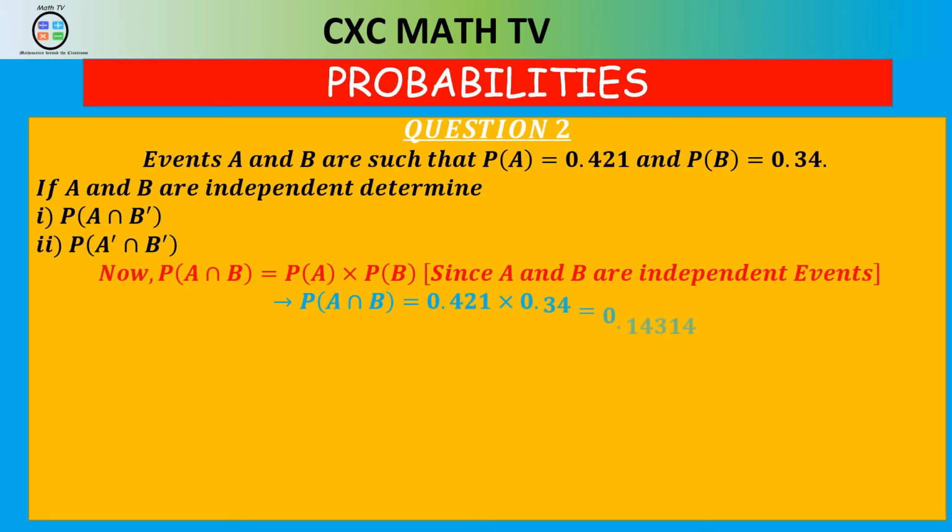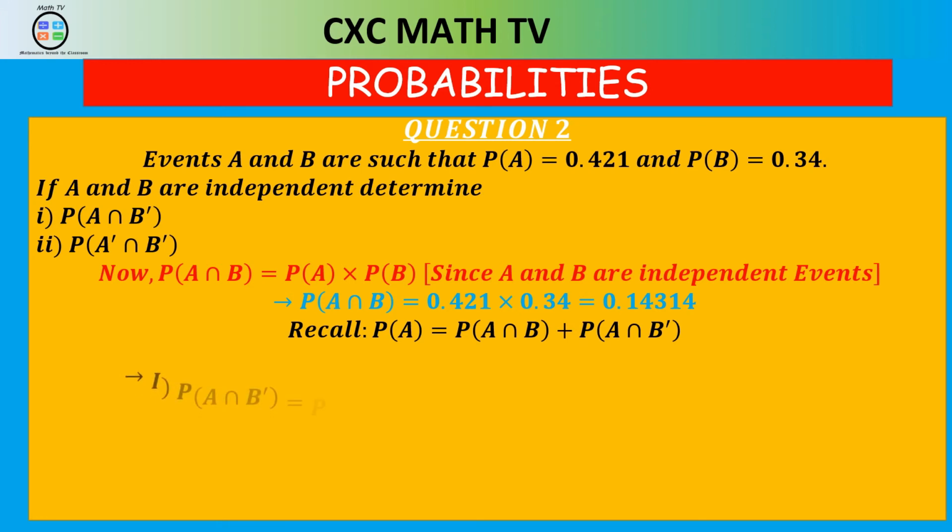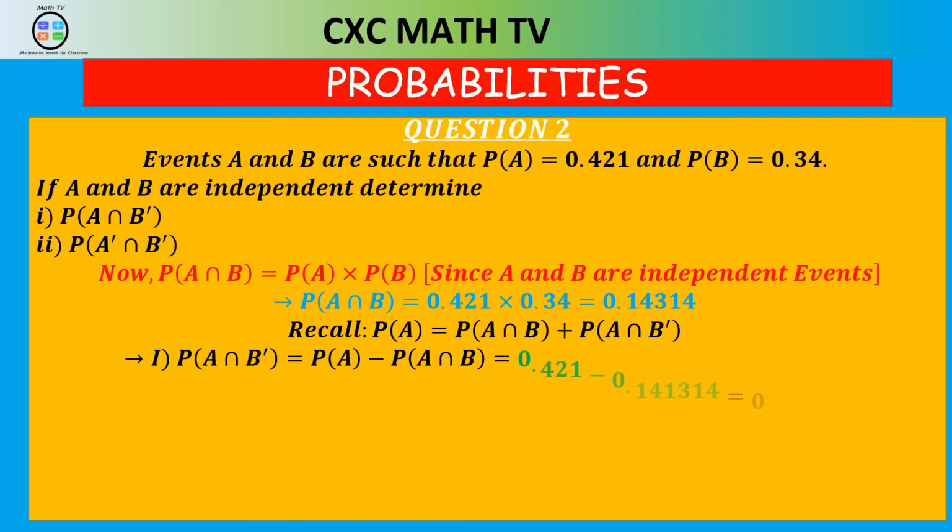Now the probability of A intersect B, we'll multiply 0.421 times 0.34 and we'll get 0.14314. Now we need to go back to the other law that we learned in probability, that the probability of A is equal to the probability of A intersect B plus the probability of A intersect B complement. And so the probability of A intersect B complement, if you transpose the formula, is the probability of A minus the probability of A intersect B. So that's going to be 0.421 minus the intersection we just found of 0.14314. We put that in the calculator and we get 0.27786. And so that is the probability of A intersect B complement.